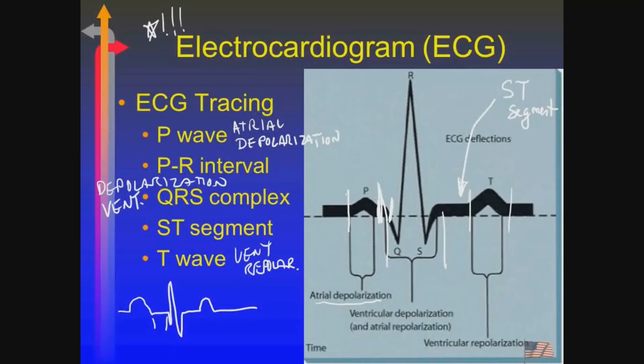When you have damage to the muscle tissue itself, the position of that ST segment changes. It gets higher or lower. And for right now, I don't want to go into anything more than that, but it's a very important part of the tracing to watch.